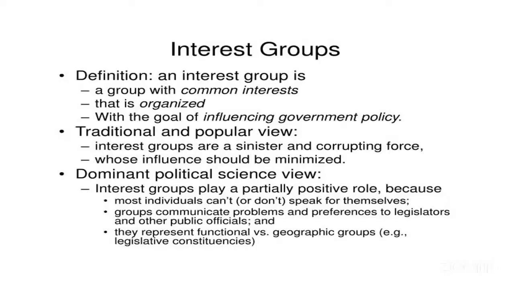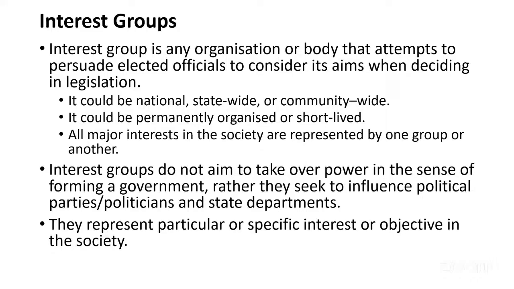So if they say they're an interest group of social workers, and social work is their interest, what is the internal thought of those people? What do they really want? So when you define them, when you use this scale, you'll be able to say that this is an interest group or is not an interest group that should be encouraged. So an interest group is any organization or body that attempts to persuade elected officials. You want to target legislation, you want a change in policy. So it could be a national one, it could be a state one, it could be a community one. It could be a permanently organized body, or it is short-lived. It depends on what you want to look at.